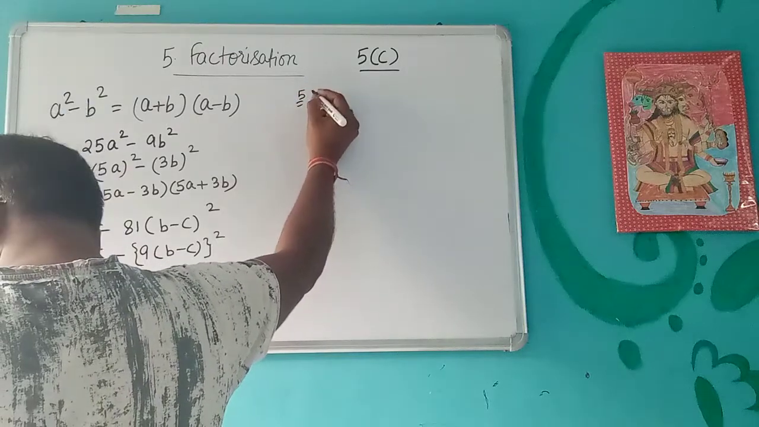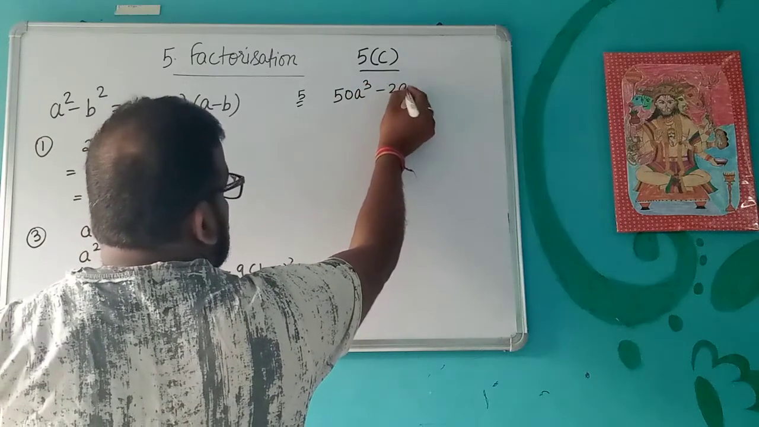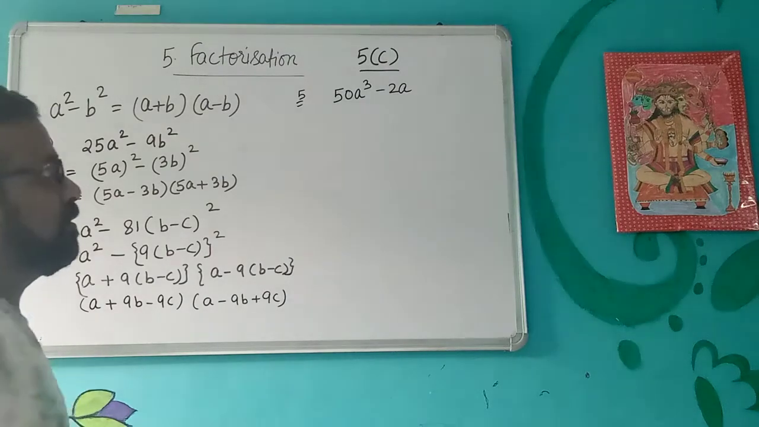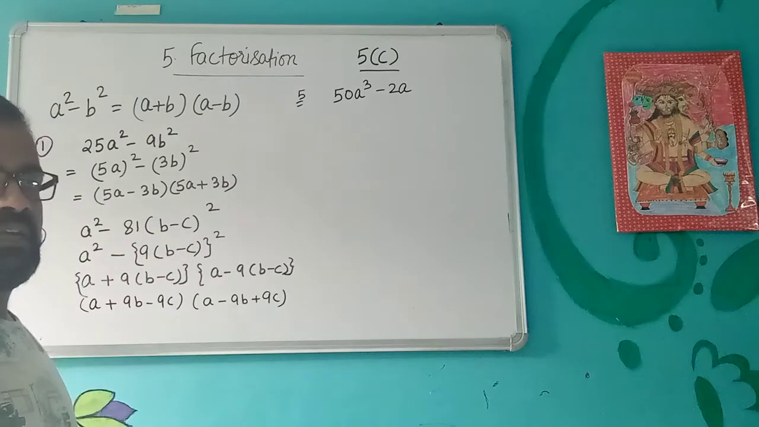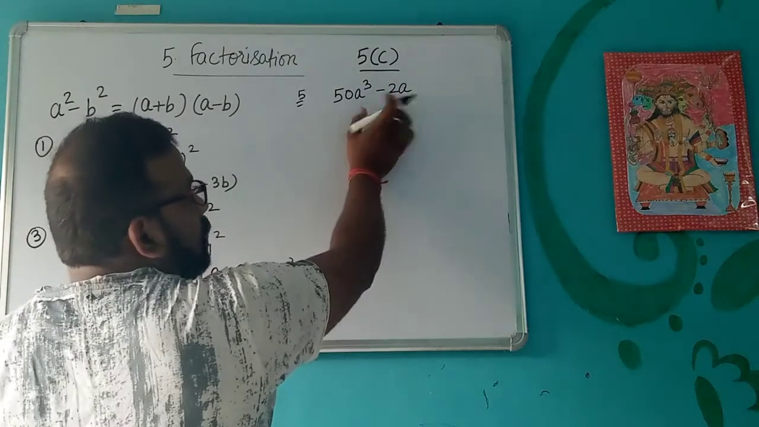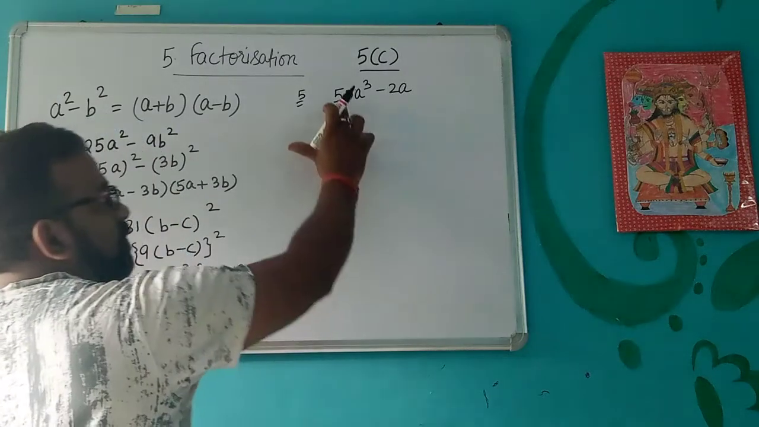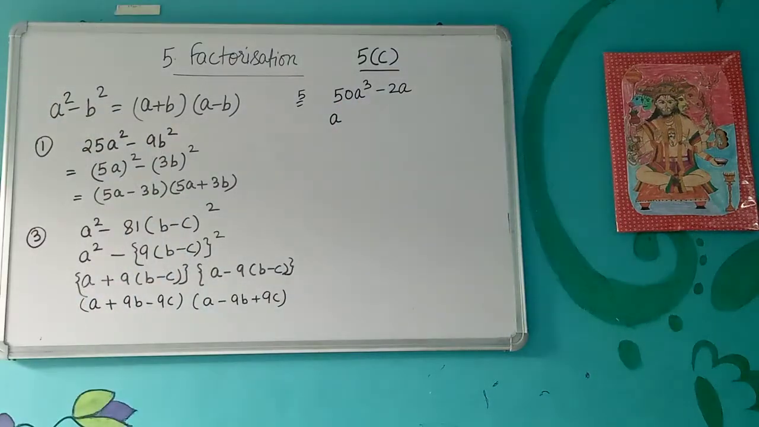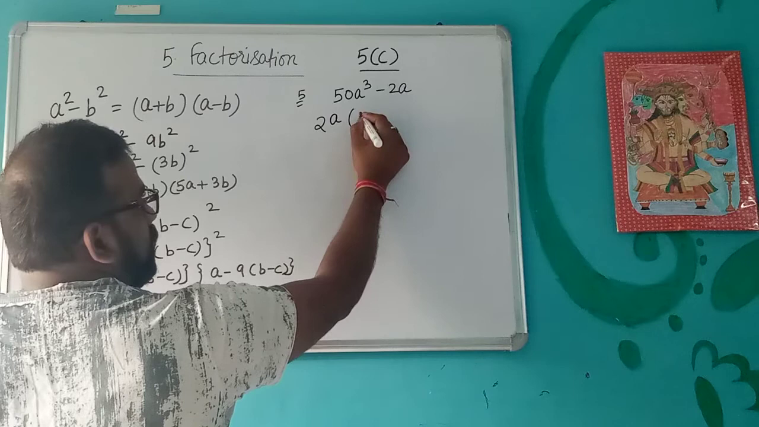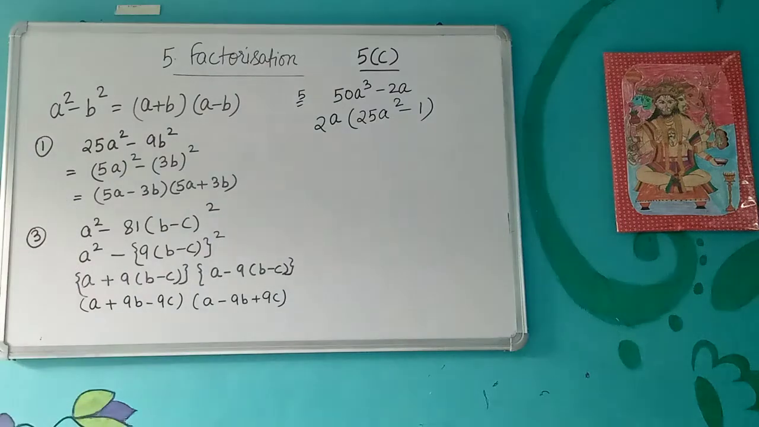Then let's see a different type of problem. Suppose it is written like 50a cube minus 2a. Okay, so one thing we can do is use the very first method that we have studied, that is taking a common term. So out of a cube and a, I will take a as common, and 50 and 2. Since we know that 50 is completely divisible by 2, I will take 2 as common. So what is left inside the bracket? 25a square minus 1. Okay.